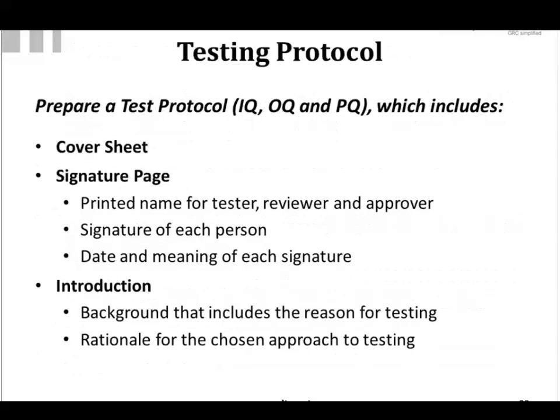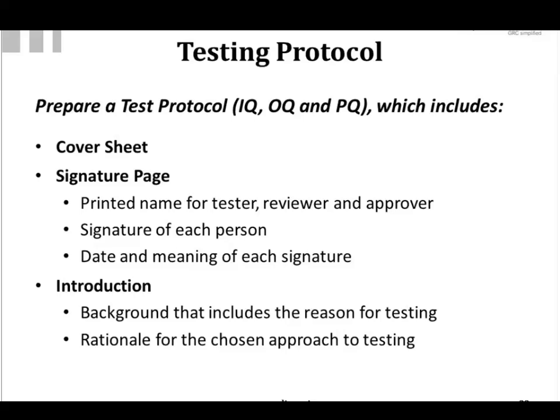So when you prepare your test protocols, your IQ, your OQ, your PQ, you want to have a cover sheet, a signature page. Make sure that every person's name who's a tester, reviewer, or approver is on that signature page indicating the signature of each person and the date and the meaning of each signature. So the page initially in your protocol will include the names of the people who you plan to have do these particular tasks: testing, reviewing, and approving.